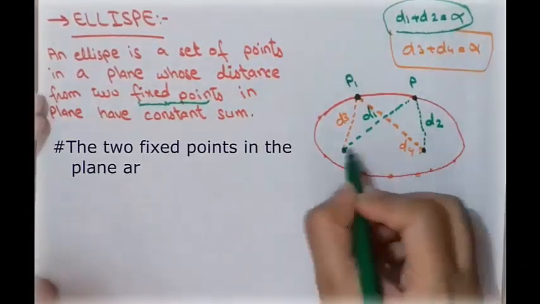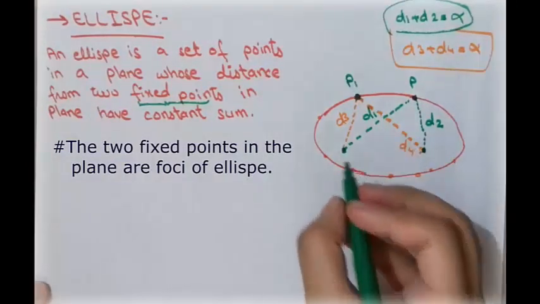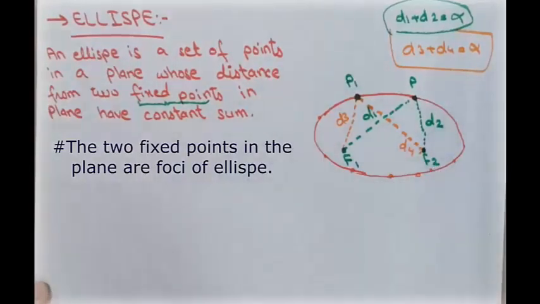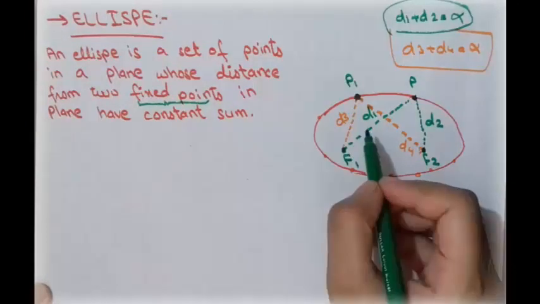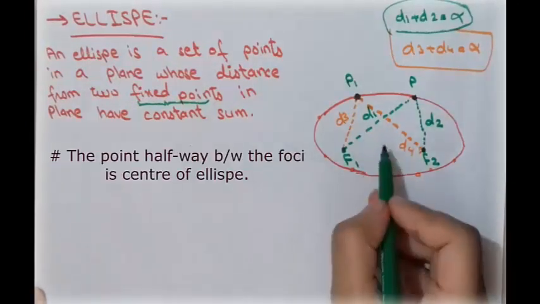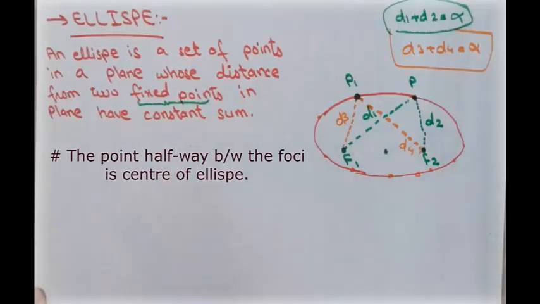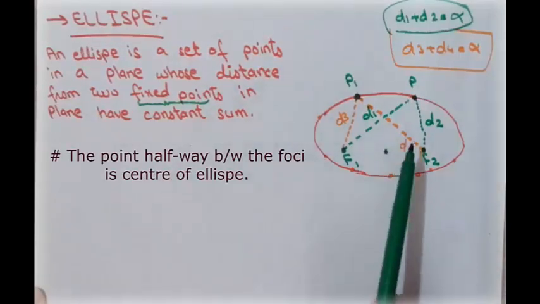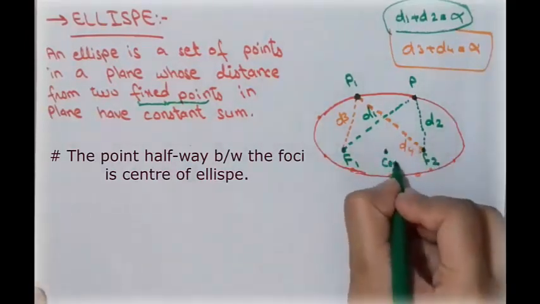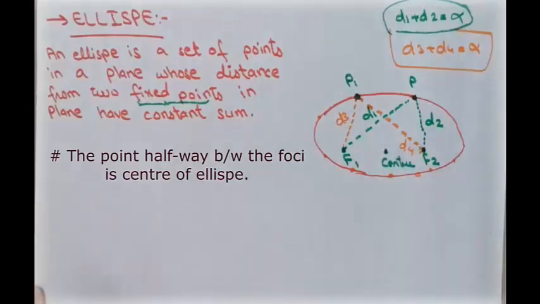The two fixed points in a plane are called foci. Here is the first focus and here is the second focus. In the ellipse there are two foci. The point halfway between the foci is the center of the ellipse. Basically, the center point of these two foci is called the center.